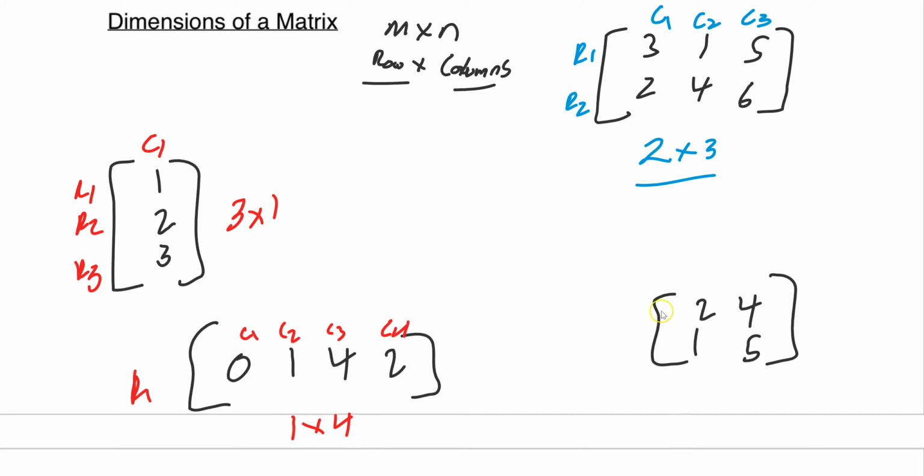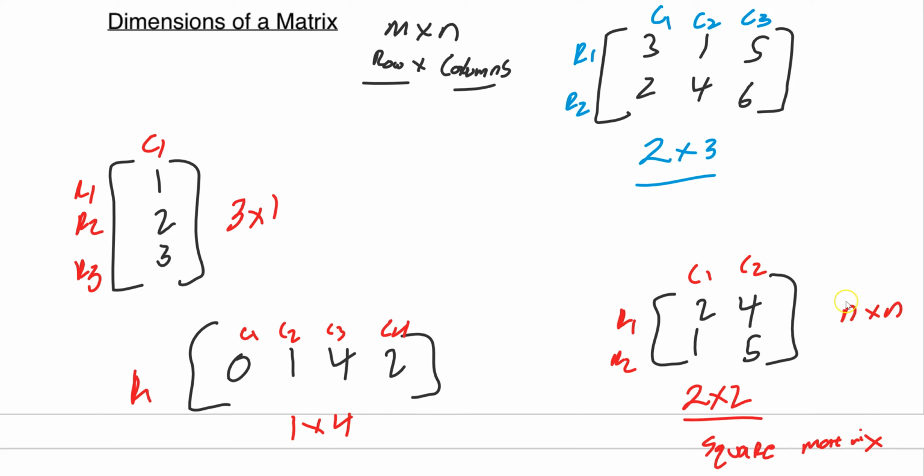This right here is a special one. If you notice, it's row 1, row 2, column 1, column 2. This is a 2 by 2. It looks like a square, so we call this a square matrix. And we'll talk more about those in later lessons. So anytime you have a matrix that's exactly the same rows and columns, we call that a square matrix because it looks like a square. Those have special properties. So that's the dimensions of a matrix.